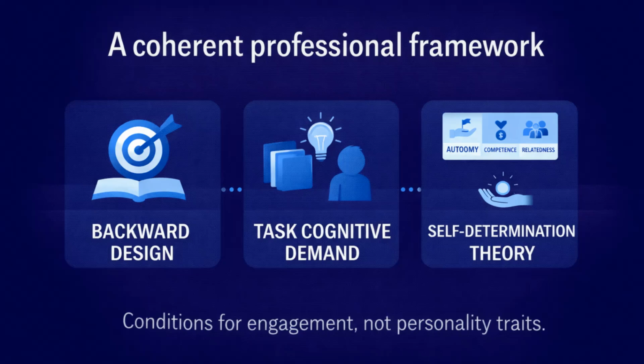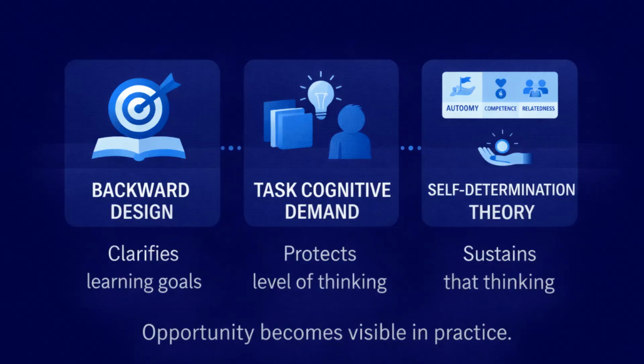When backward design, task cognitive demand, and self-determination theory are used together, they form a coherent professional framework. Backward design clarifies what thinking must be developed. Task cognitive demand protects the level of thinking during instruction. Self-determination theory explains how classroom interactions sustain that thinking over time.